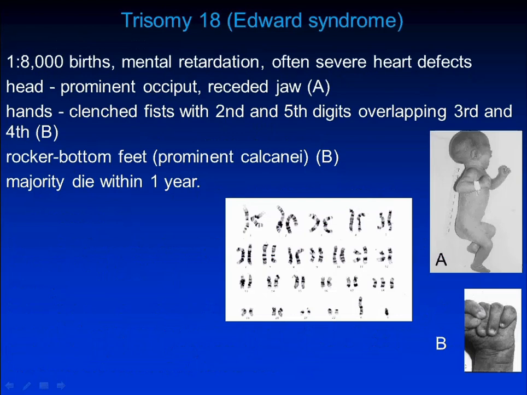Trisomy 18, also known as Edwards syndrome. Here is a karyotype for trisomy 18, and this is chromosome 18. Babies born with trisomy 18 have mental retardation and severe heart defects. Physical characteristics include prominent occiput, receded jaw, clenched fists with second digit overlapping third, rocker bottom feet. The majority die within a year.